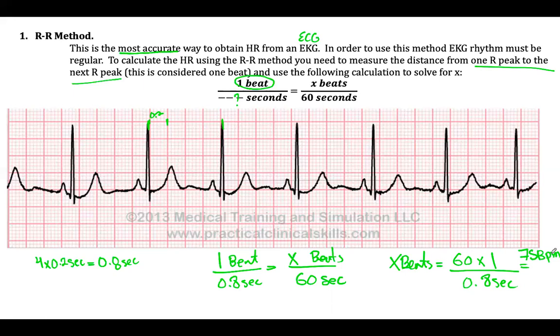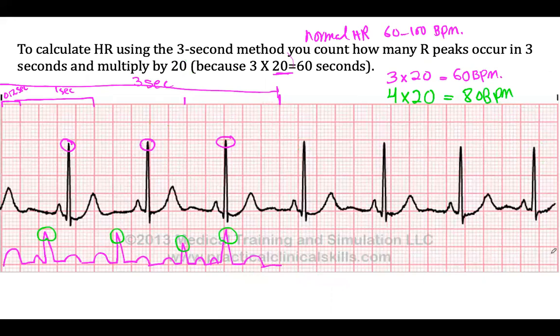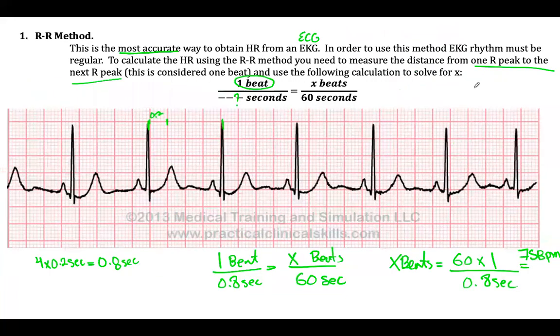Kind of look at this. I think it's really fascinating. The first one that we did gave us a heartbeat of 60. The second one we did gave us a heartbeat of 70. And the most accurate way says my heartbeat is about 15 beats more than what I originally thought, which is actually 75 beats per minute.